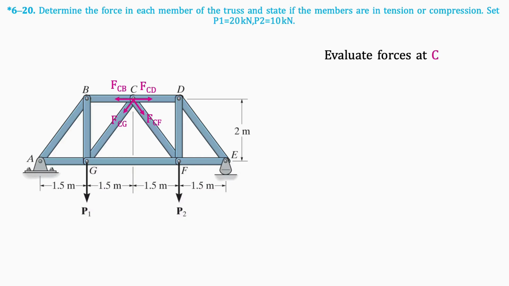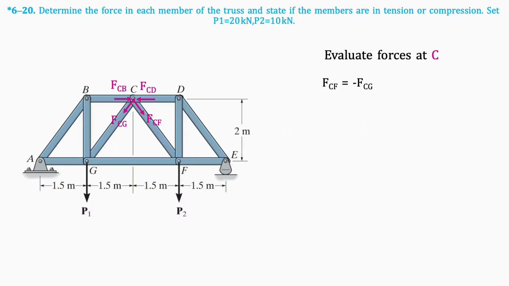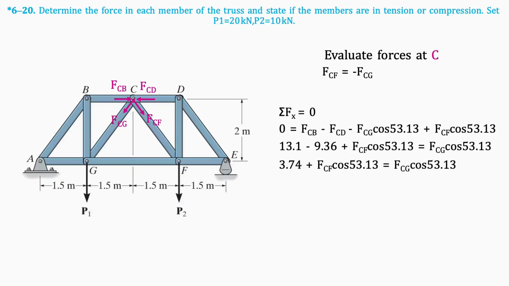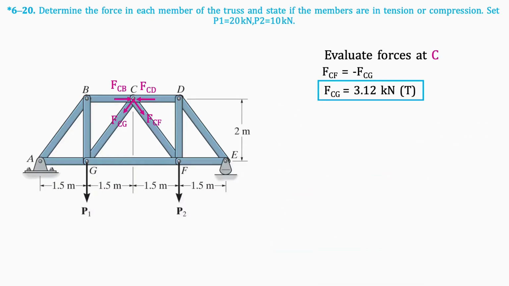The same process is applied at joint C, making sure to flip forces FCB and FCD since they are in compression. Taking the sum of vertical forces shows that forces FCG and FCF are equal but opposite. So, when taking the sum of horizontal forces, we can make the following simplification, which helps solve for the value of FCG. This is equal to 3.12 kilonewtons in tension. Knowing FCF is equal but opposite, this means it must be in compression.